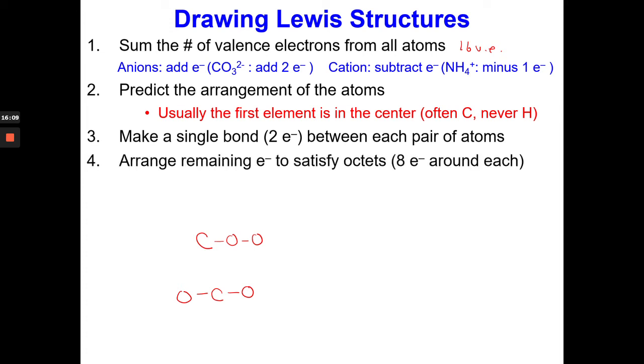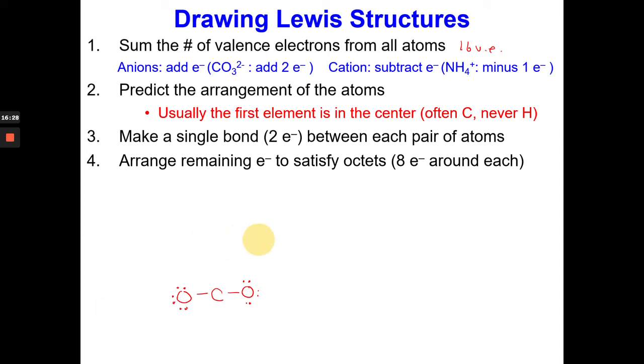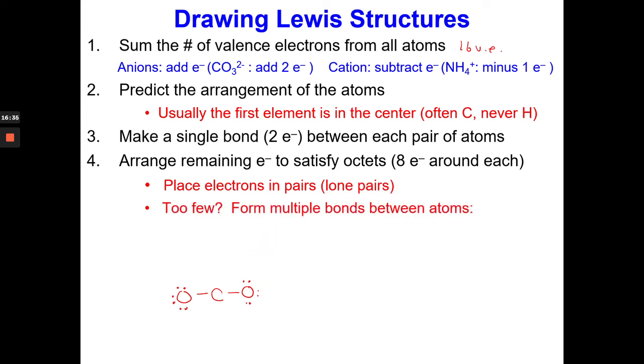So I've used 4, 5, 6, 7, 8, 9, 10, 11, 12, 13, 14, 15, 16. Now, that's how many electrons I have. Each of the oxygens feels 8, but the carbon only feels 4. So therefore, I have to try something else. So the next step says place electrons in pairs, lone pairs. Well, I've done that. If you have too few, because I only have 16, I need more, it says form multiple bonds.